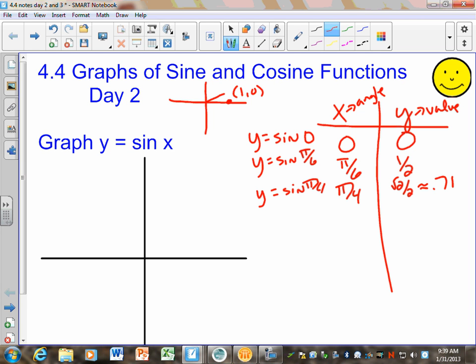Pi/3 is going to be the square root of 3 over 2. I don't really want to graph another decimal, so let's just skip that one. And let's go to pi/2. I like pi/2, because pi/2 is up here. And what's the sine of pi/2? Yeah, the y coordinate up there is 1.